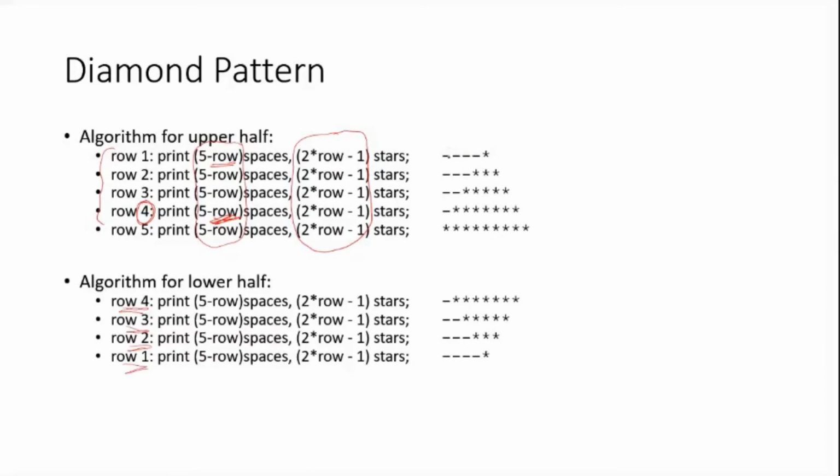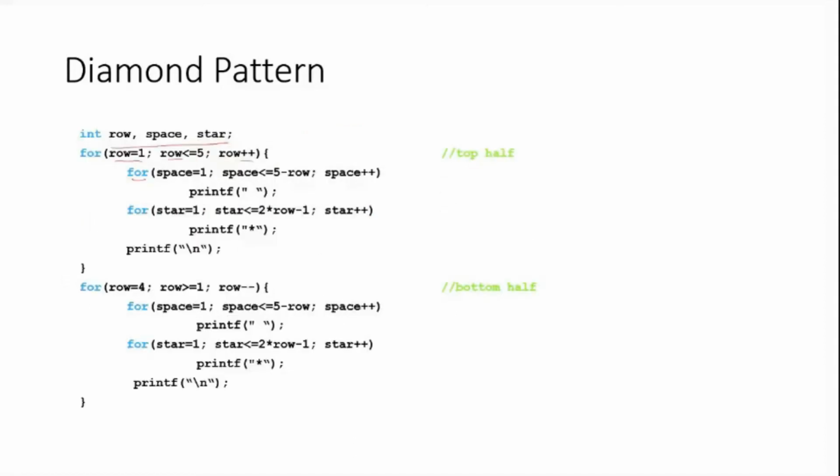So here, once the 4 spaces and 1 star are printed, it has to move to the next line. Then only the second line will come up. That is why this particular line is here. This line carries the position to the next line. This is the top half, not this much, only this much.